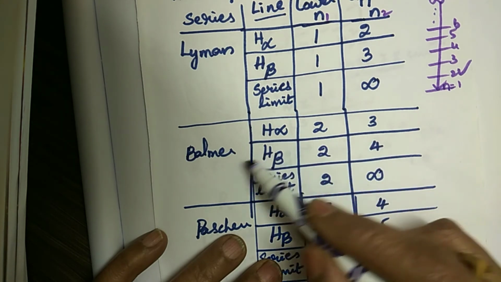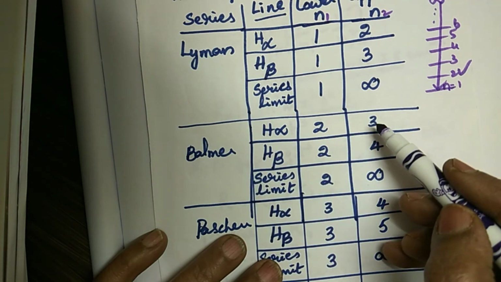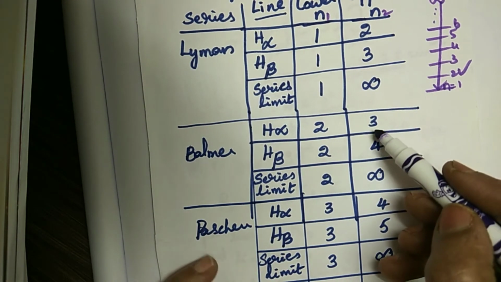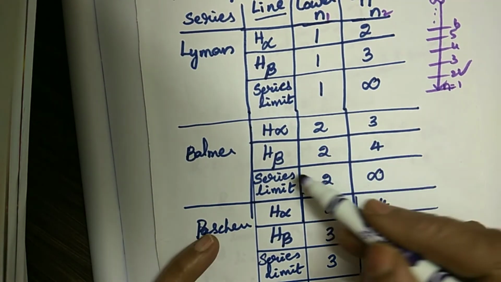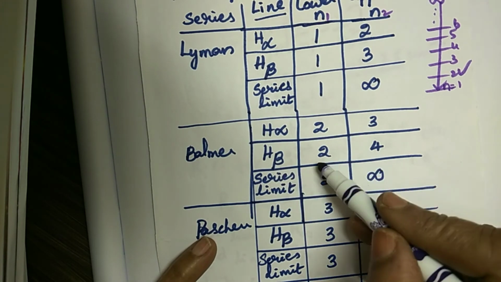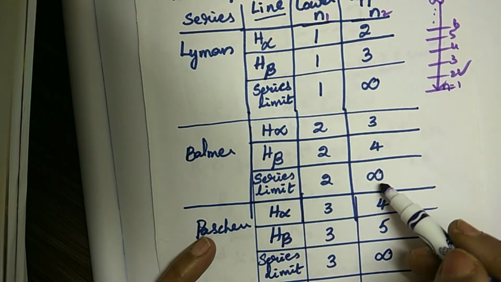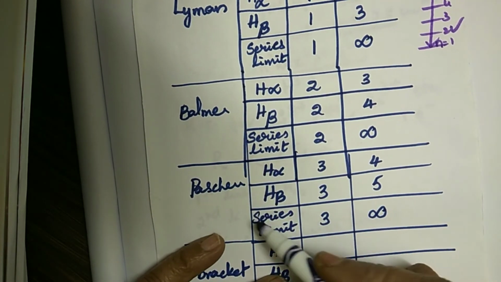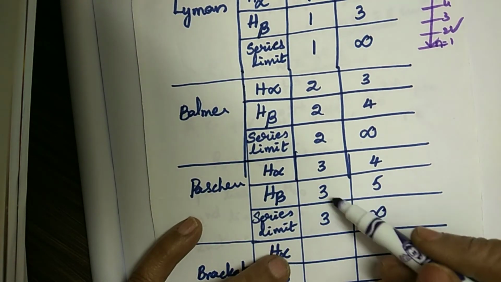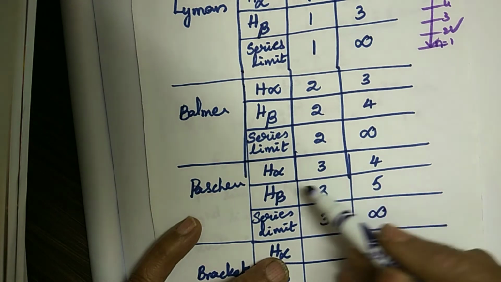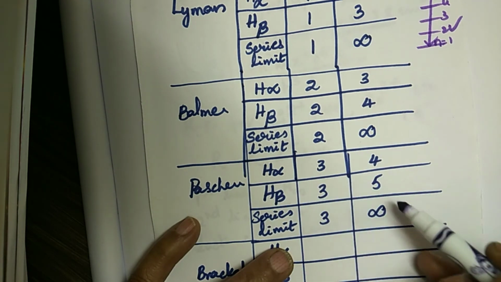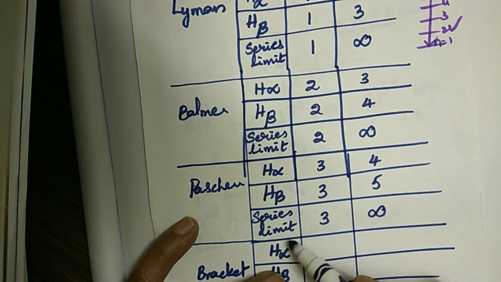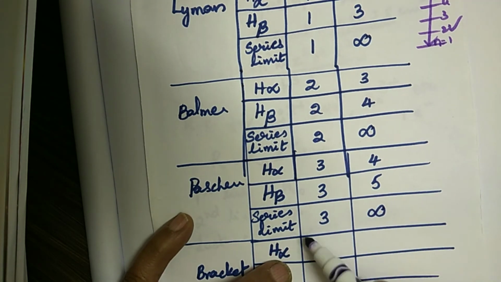H alpha line for the Balmer series is from the transition of the third principal quantum number to the second, and H beta line is from 4 to 2, and the series limit is infinity to 2, right? The third one is the Paschen series, for which n1 is equal to 3, and H alpha line is 4 to 3, and H beta line is 5 to 3, and the series limit is infinity to 3.